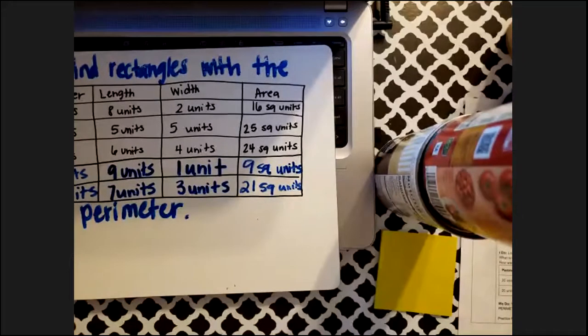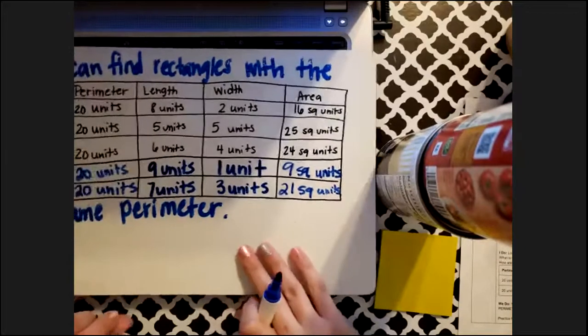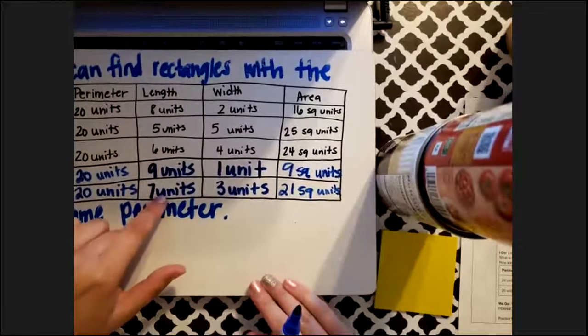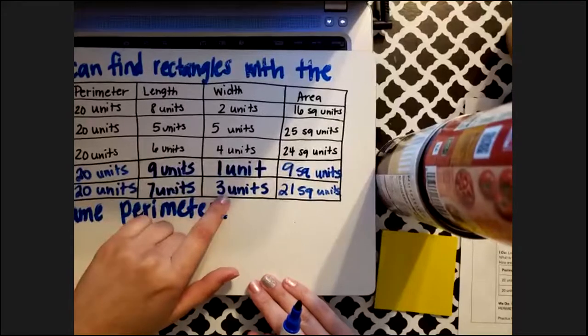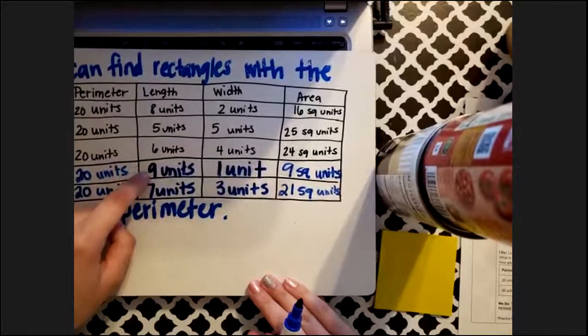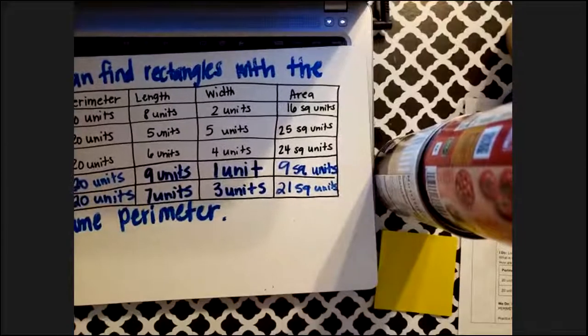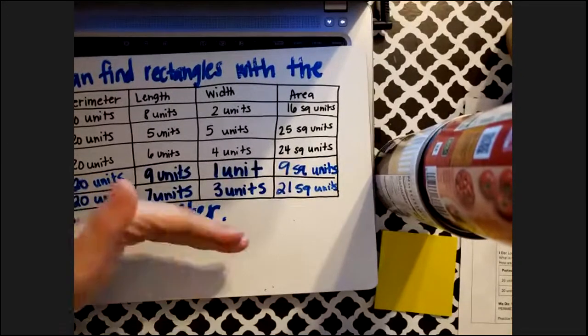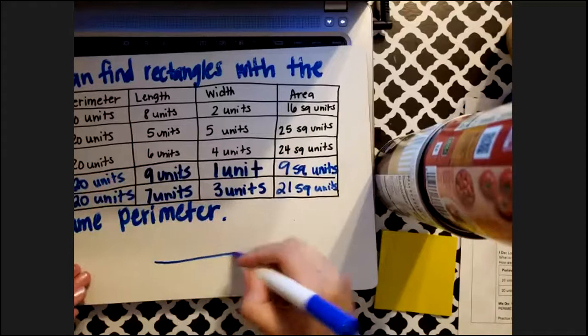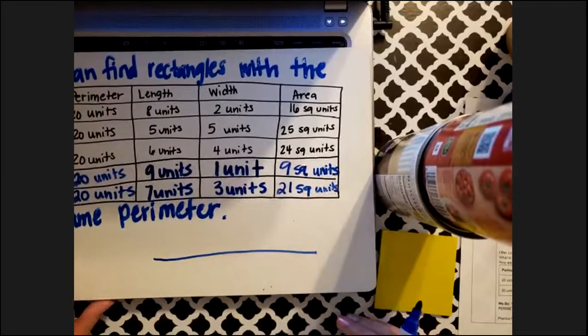Okay. So yesterday, if you found another rectangle and it had a length of 7 and a width of 3, or a length of 9 and a width of 1, you got it. We can't really do 10 and 0 because that would just give us a line, and a line isn't a rectangle.